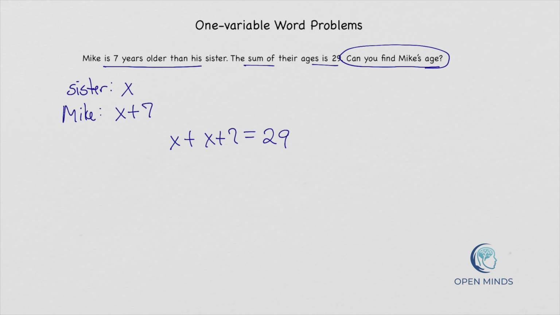Now, we want to combine any like terms. So there are two x terms there. Whenever you're combining like terms, with addition and subtraction, make sure that you don't change the value of the exponent. So in this case we are only adding the coefficients. They both have a coefficient of 1. So this will simplify to 2x, not 2x squared or x squared, but simply 2x, plus 7 equals 29.